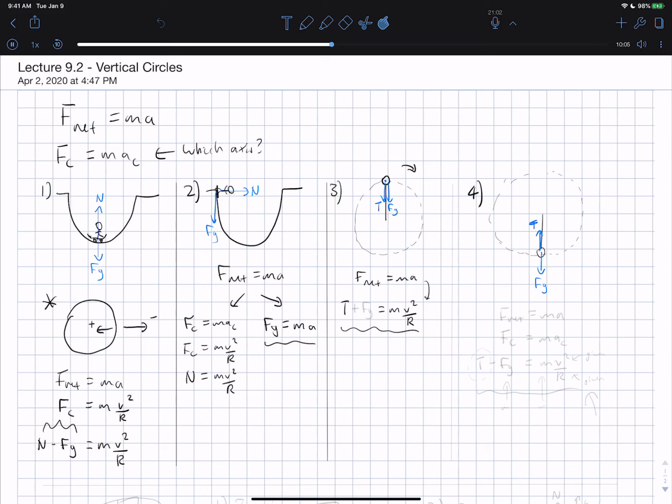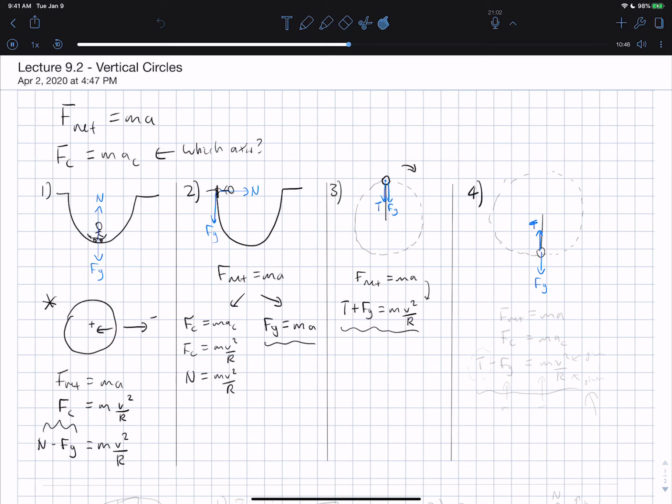And then the last one is, actually that's not quite right. This is not quite right. So remember, I said positive is into the center of the circle and negative is outside the circle. So actually, both of these forces point towards the center of the circle. So it should be tension plus the force of gravity is equal to mv squared over r. That's the correct one. I'm sorry about that. Number 4.